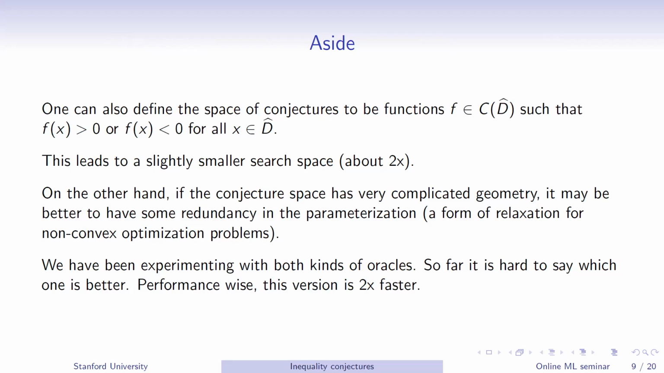Based on the experiments that we have done, we have experimented with both these kinds of oracles, where we do search over this product space versus a single copy. We do know that performance wise one is 2x faster, but whether having this extra redundancy in your search problem has some value for more complicated conjectures is not yet clear. So we are running experiments on some different problems to see if we find something where this redundant version of the problem has some advantages or not. This is just an aside that I wanted to mention.